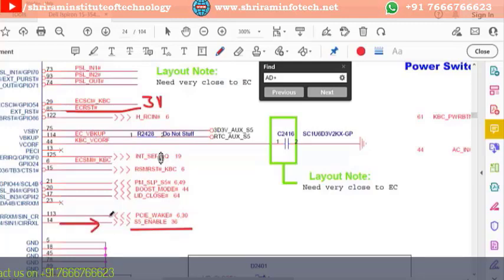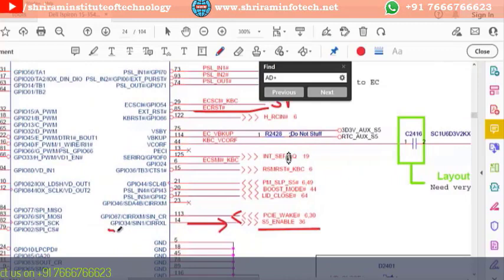This indicates the output signal and this indicates the input signal. This indicates the chip signal. This indicates the pin number, and this indicates the page number, on which page it is going and whether it is input or output. And this particular part indicates the signal name. Okay, so this SHRI enable signal will come out and it will enable the 3 volt and 5 volt section.